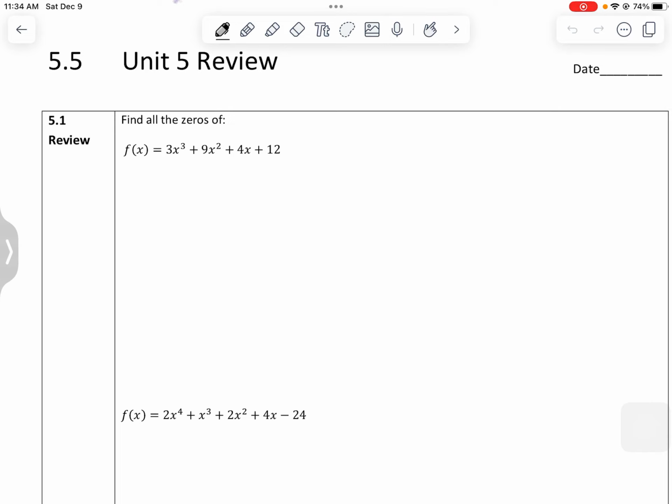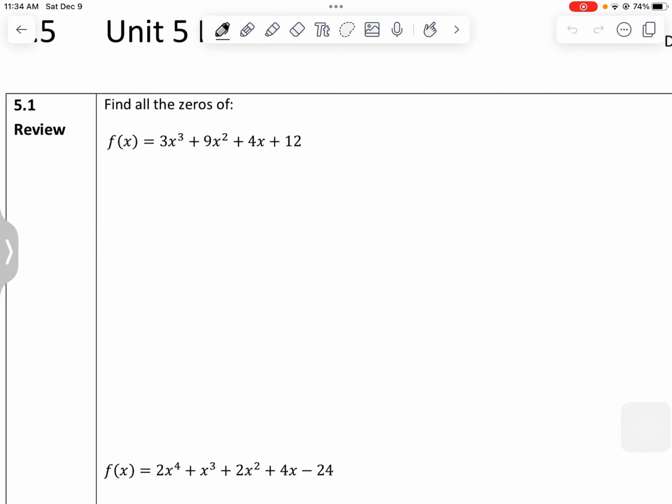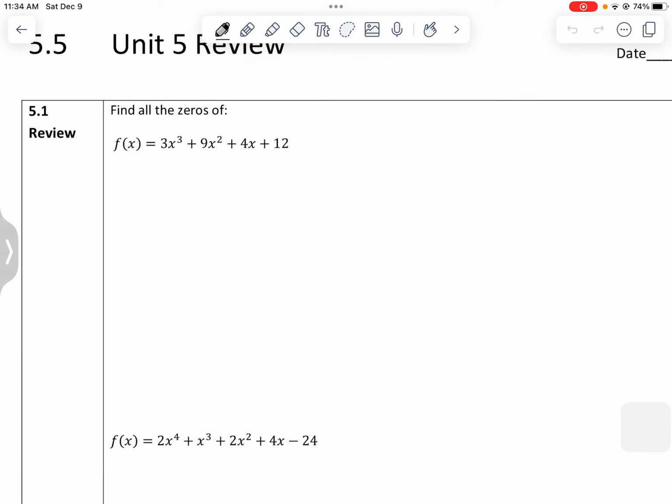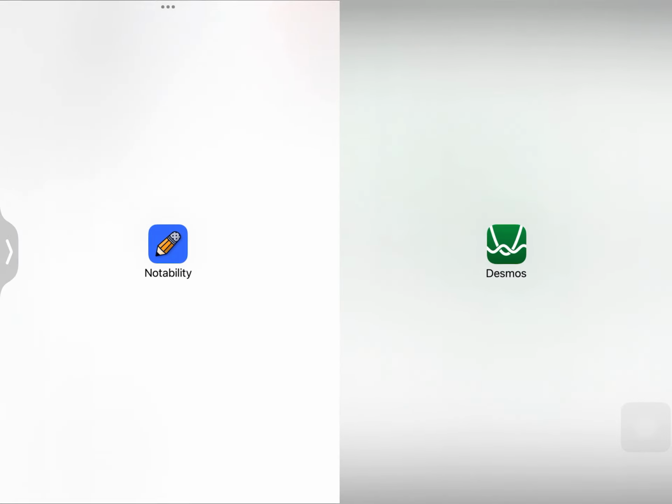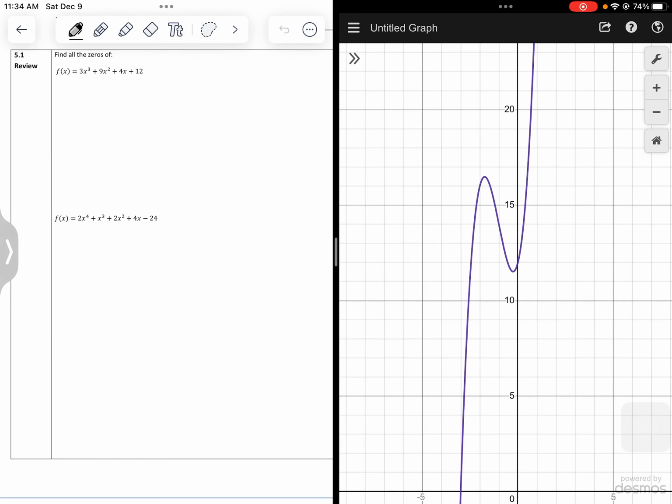So first we started Unit 5.1 with finding all of the zeros of a polynomial equation. My first example is a cubic equation, and I haven't been given any roots, so you're going to have to plug this into a graphing calculator to find one of the real roots. I chose Desmos because that's most user friendly, and I have it plugged in already just to save some time.